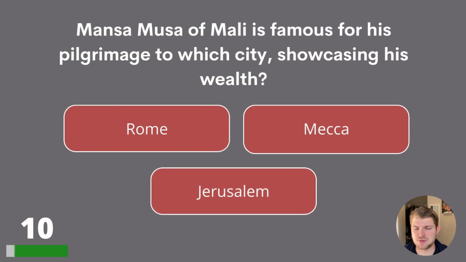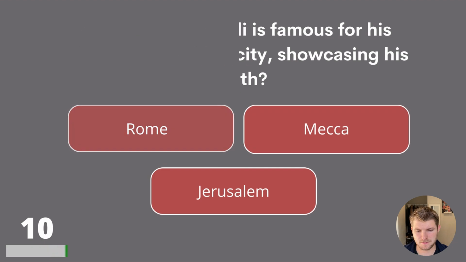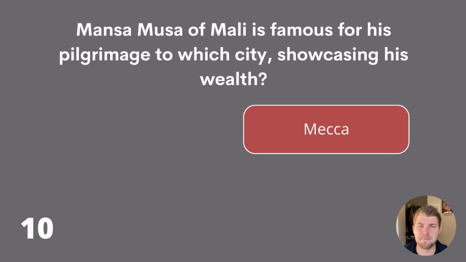10. Mansa Musa of Mali is famous for his pilgrimage to which city, showcasing his wealth? Rome, Mecca, or Jerusalem? The answer is Mecca.